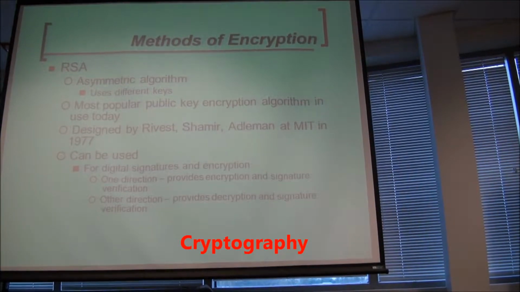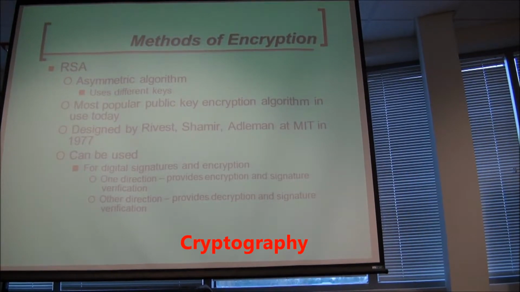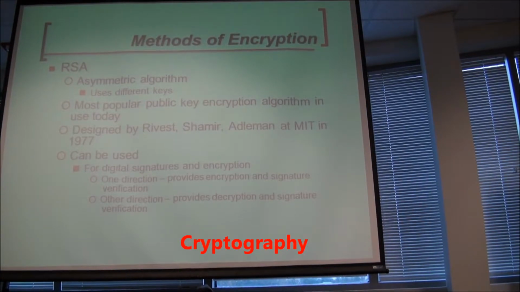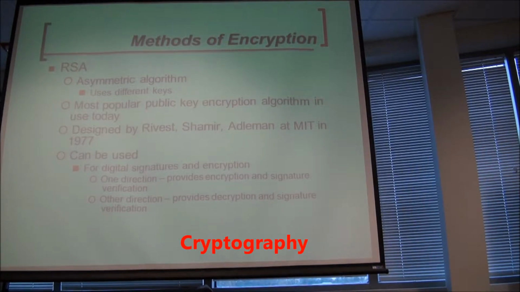You said it was also a private key or is it a public key? This is a public key system or a public-private key pair. In the second bullet it says public key encryption. So that means asymmetric.